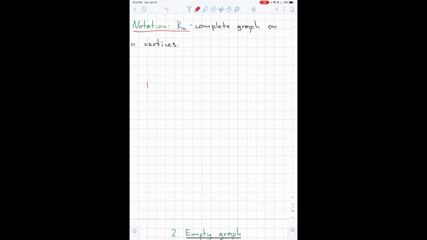So let's see some examples. K1 is kind of silly. It's just one vertex, so there are no edges. K2 will look like that. That's just one edge connecting two vertices. Then K3 is a triangle, so three vertices, all of them connected. K4 is a square with both diagonals.